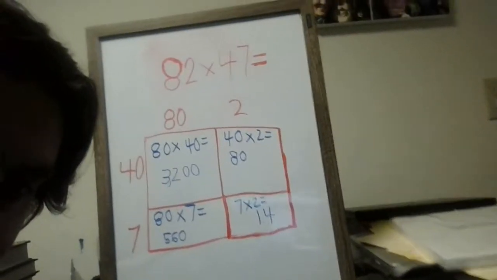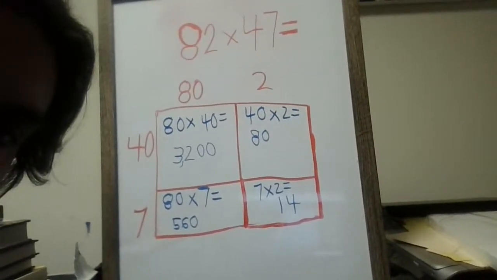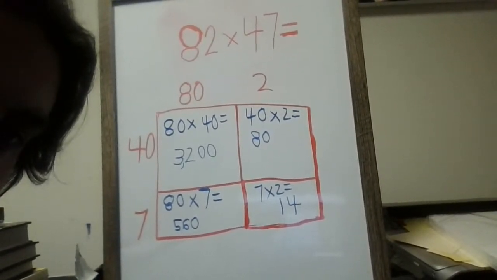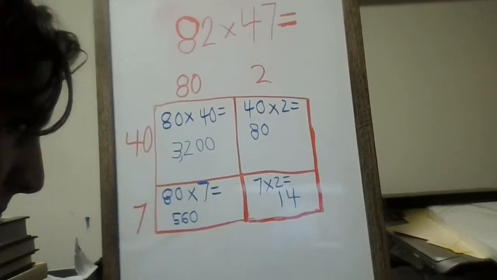So we have our answers now to the 4 individual problems. 80 times 40 is 3,200. 40 times 2 equals 80. 80 times 7 equals 560.